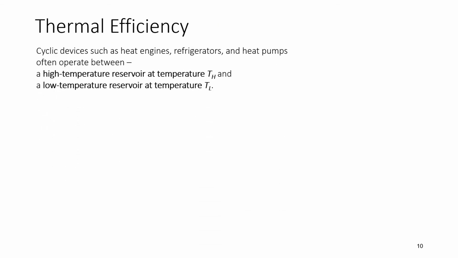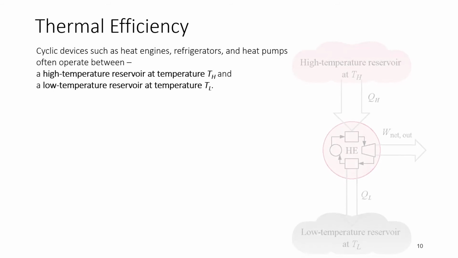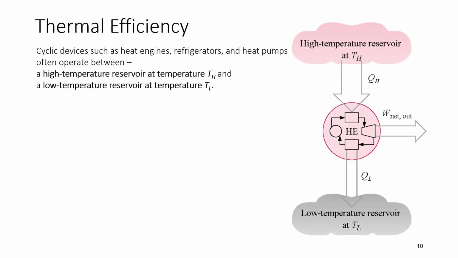This slide will show you cyclic devices such as heat engines, refrigerators and heat pumps often operate between a high temperature reservoir labeled as TH, for temperature high, and a low temperature reservoir at temperature TL, which stands for low temperature. Okay, so what does that mean?